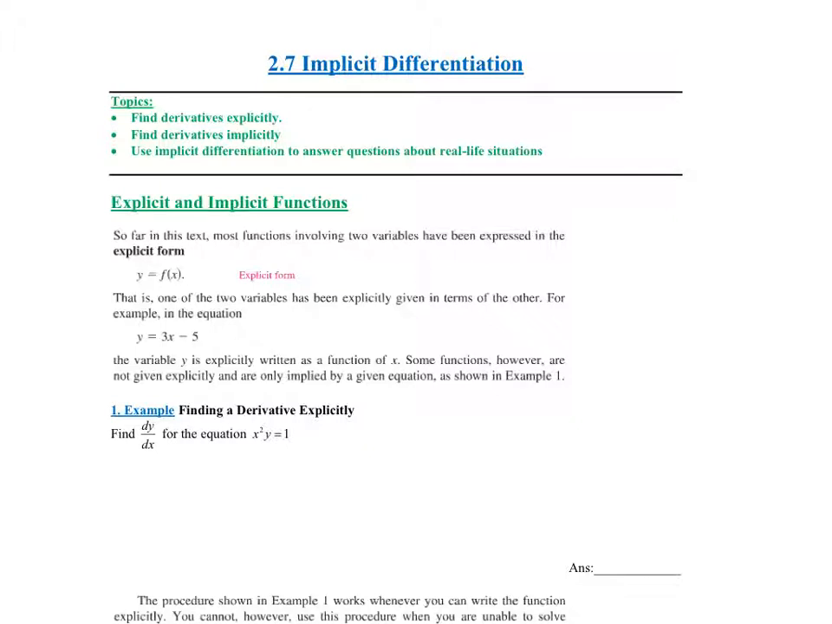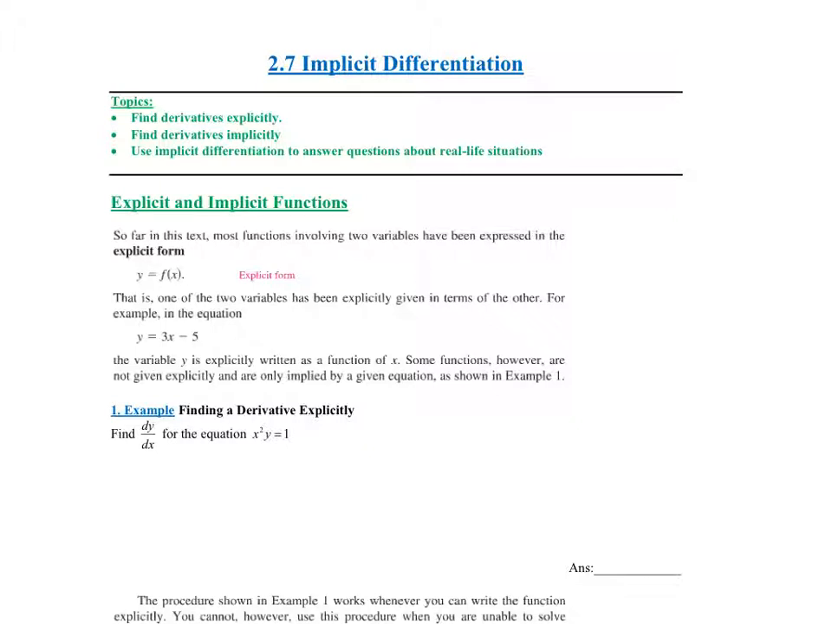Instead of just something like f of x equals 2x plus 3, we can do something like x squared plus y squared equals 5. So we're going to be able to take derivatives of more complicated equations. So what is implicit versus explicit? Everything we've been doing has been explicit. It's been very clear. y equals f of x. Our functions have been y equals 3x minus 5, etc. It's very clear which one is the input variable and which one's the output variable.